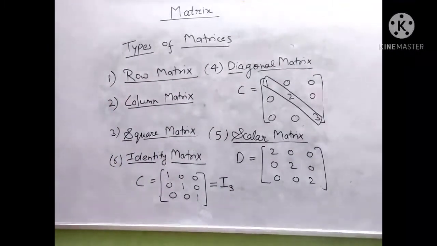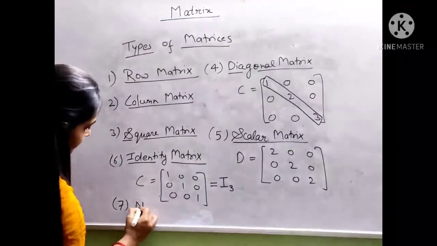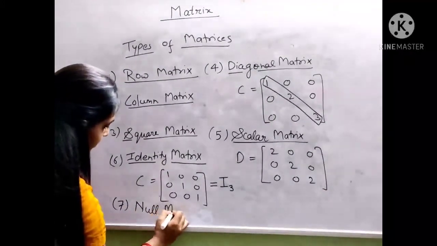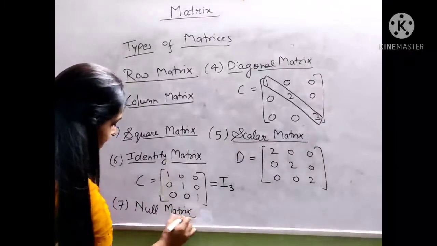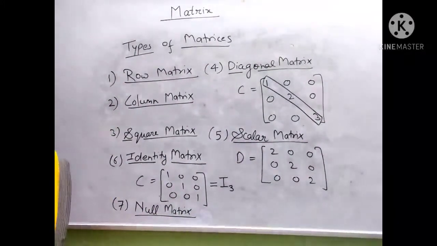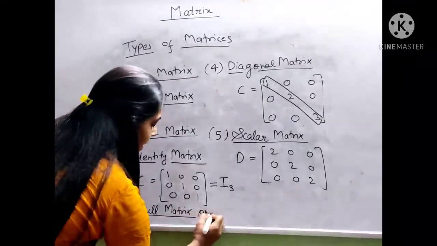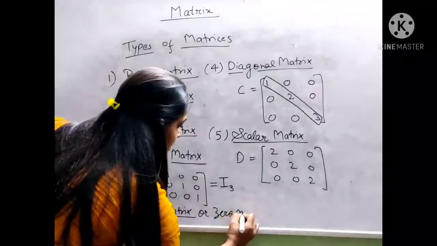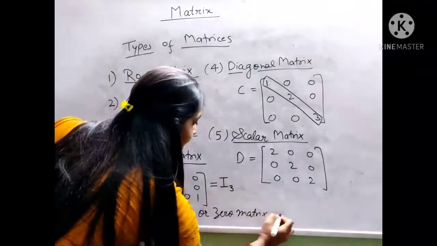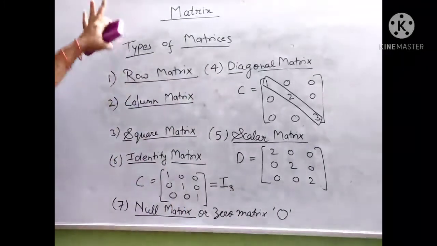The last one is the null matrix. The seventh one is null matrix. A matrix having all the elements 0 is called the zero matrix or null matrix. Another name is zero matrix, and it is denoted by capital O. So these are the different types of matrix.